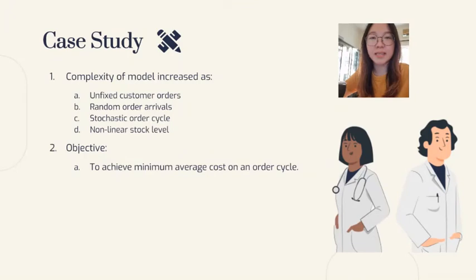Meanwhile, in this case study, the researcher found some complexity increase whenever the model has unfixed customer orders, random order arrival, a stochastic order cycle, and also non-linear stock level. Since there are so many complexities in this model, the objective of this model is to achieve a minimum average cost on the order cycle.